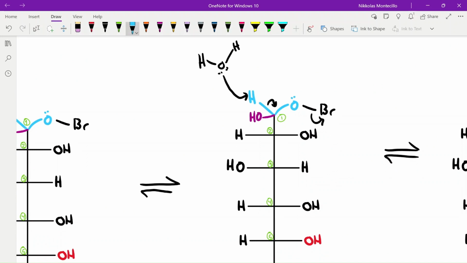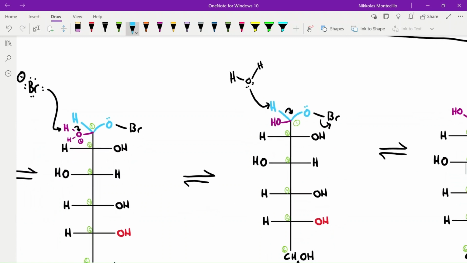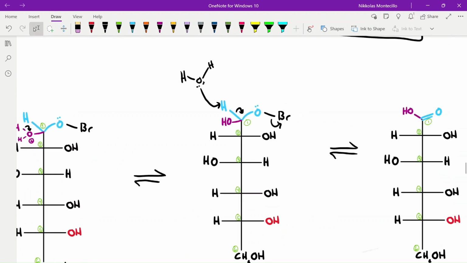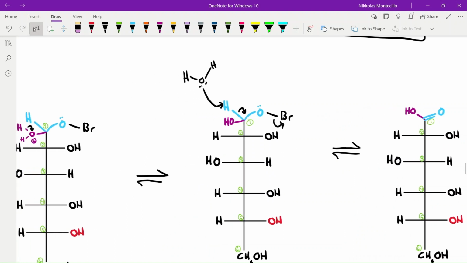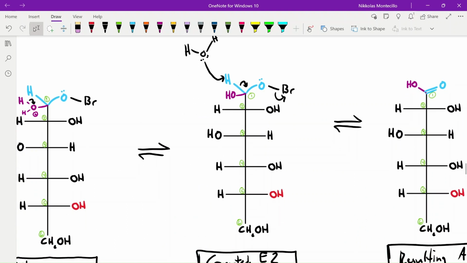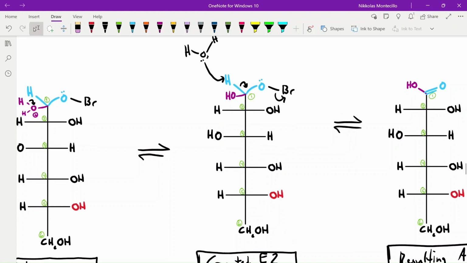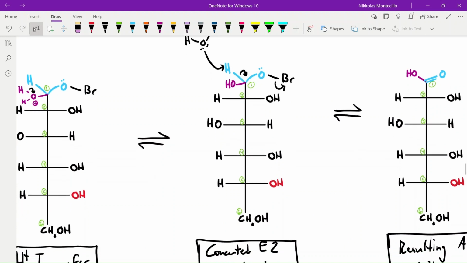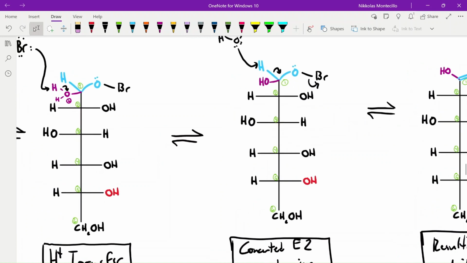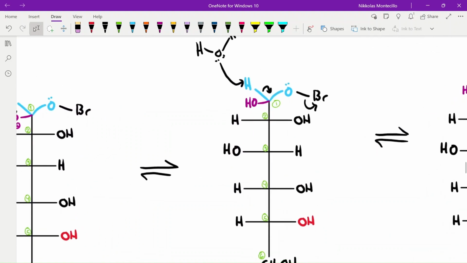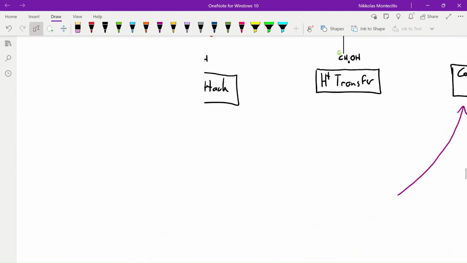So that means that in this particular step, the elimination step here is necessary to form the aldonic acid, because the transfer of electrons from the hydrogen atom forms a double bond between carbon 1 and the oxygen atom, right? And because this bond forms, that allows us to push out the bromine ion. Okay.